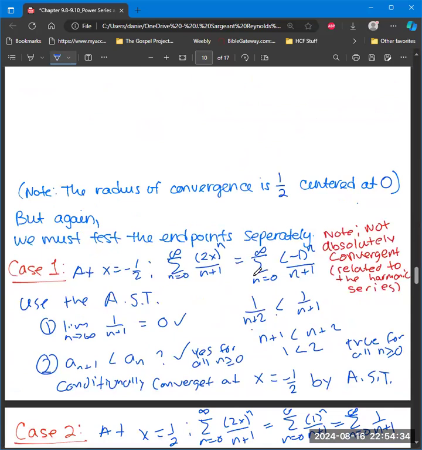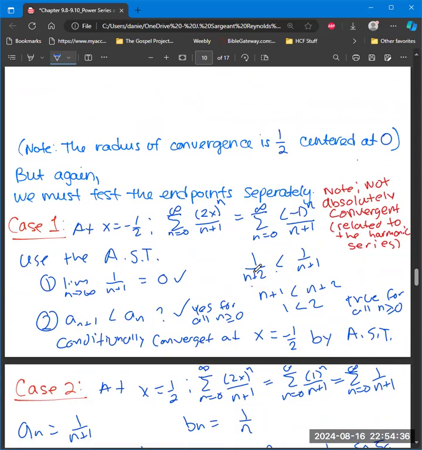So I'm going to come here and check the left endpoint at x equals -1. I'm going to have -1 to the n over n plus 1, which is going to be an alternating series. I know that that a_n is going to be related to the harmonic series, so I'm not going to test for absolute convergence. I'm just going to jump straight into the alternating series test. The limit of 1 over n plus 1 goes to 0, so that's good.